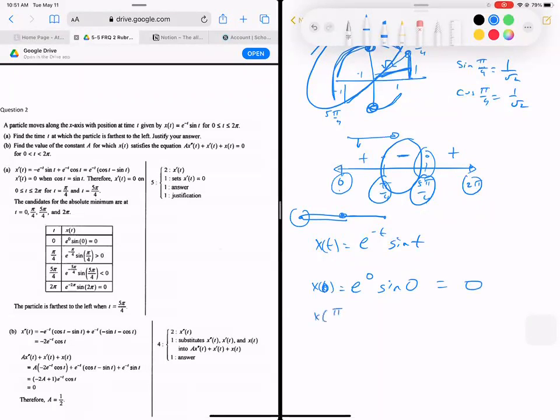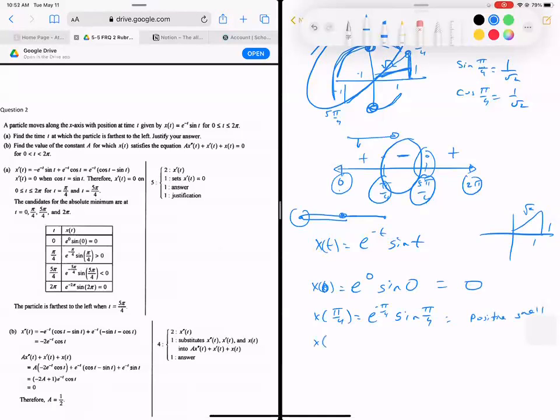x of pi over 4: e to the negative pi over 4 is some very small number. Oh, actually, it's a negative exponent, right? And then we have sine of pi over 4. If you remember the unit circle, sine is square root of 2 over 2. That's going to be some number that's positive. So this is positive, but small. We're not allowed to calculate on this problem.